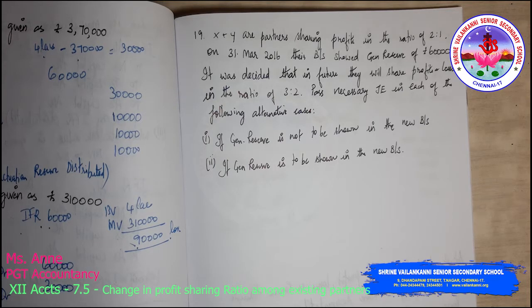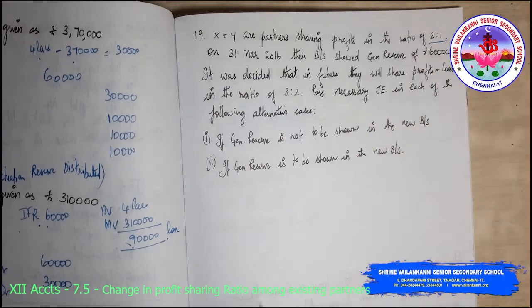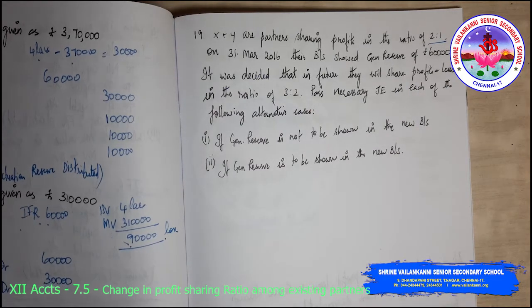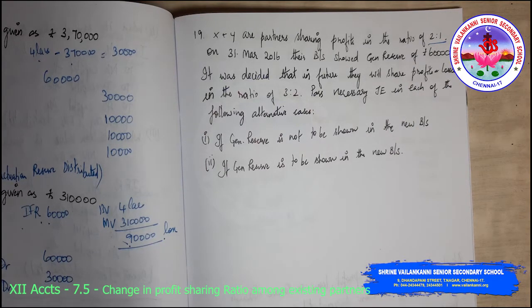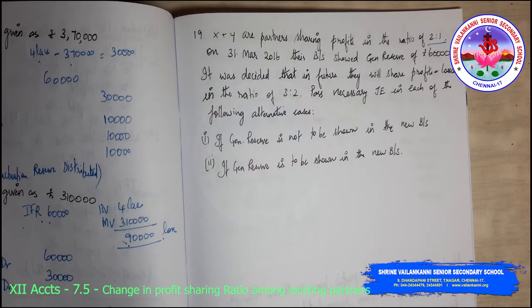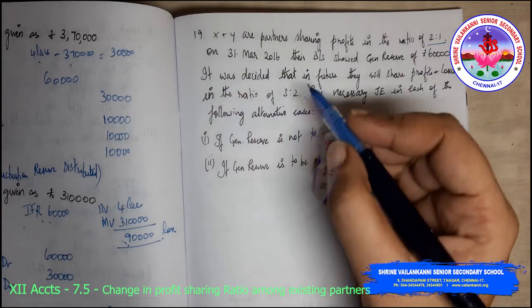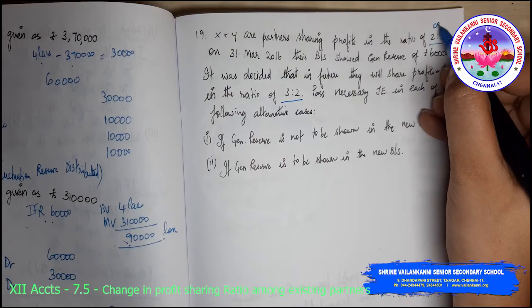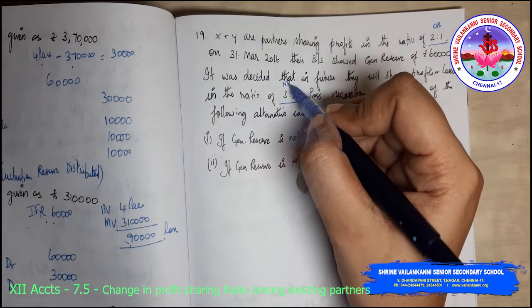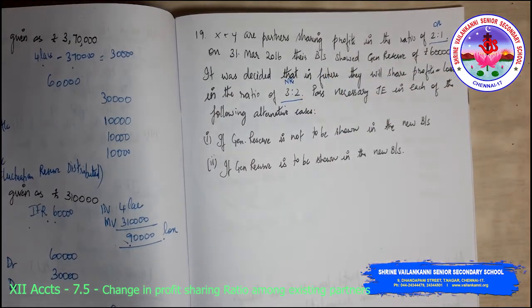Problem number 19. X and Y are partners sharing profits in the ratio of 2:1 on 31st March 2016. The balance sheet showed a general reserve of rupees 60,000. It was decided that in future they will share profits and losses in the ratio of 3:2. So the old ratio is 2:1, the new ratio is 3:2. Pass the necessary journal entry in each of the following alternative cases.